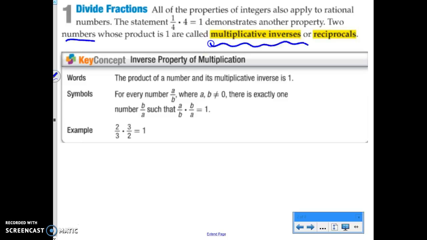So two numbers whose product is 1. Or another word for them is reciprocals. So taking a look at the symbols here, for every number a over b, that rational number right there, where b, remember, can never equal 0, there's exactly one number, which they have here, b over a, such that the reciprocal, or that multiplicative inverse, is always going to equal a positive 1. So here in the example, they have 2/3 times 3/2, which is its reciprocal, equals 1.